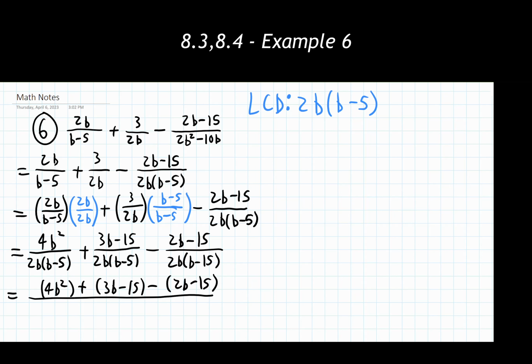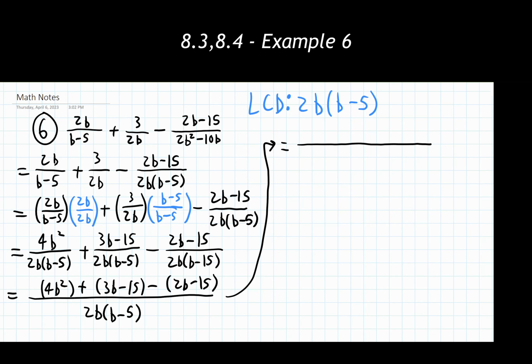We have our new numerator all written out. The denominator is staying the same, and it is staying fully factored. Oops, it's just 5 down there. Okay, I'm moving us up to the top here. Try and keep it all on the same page here.